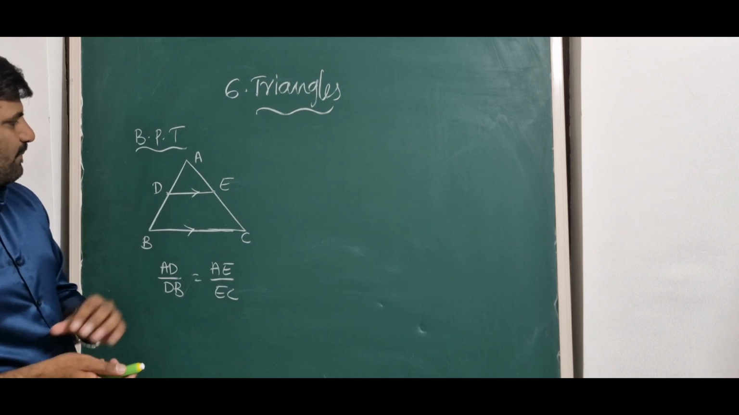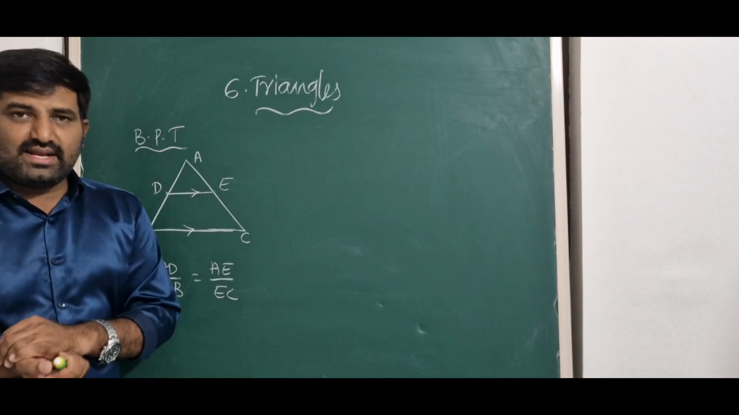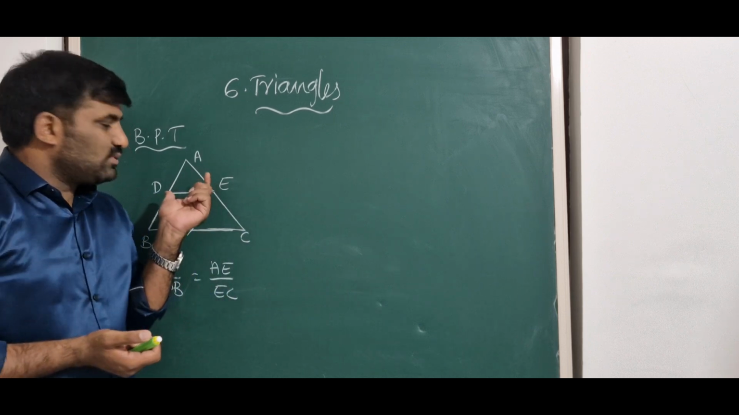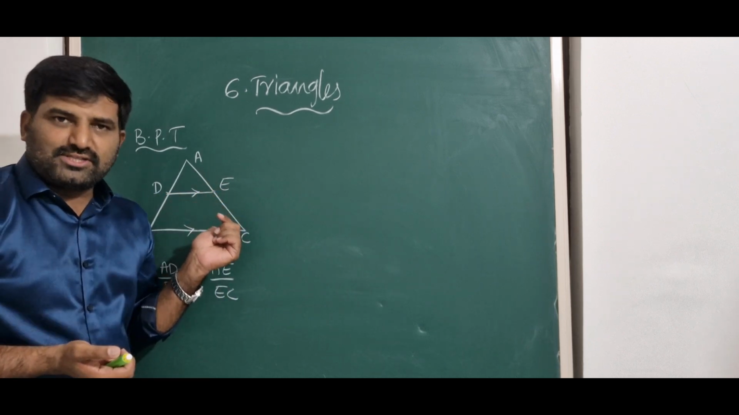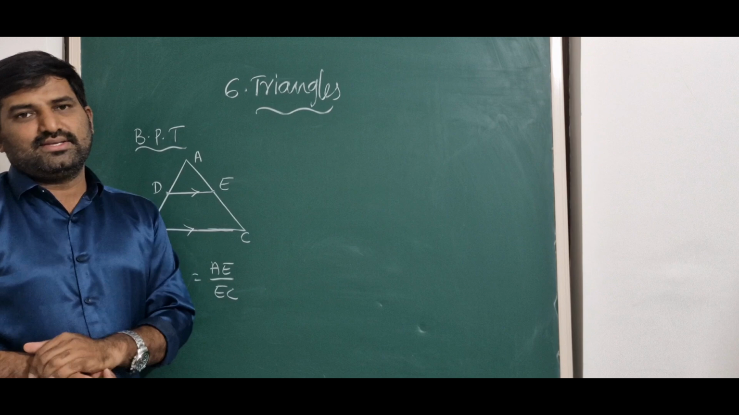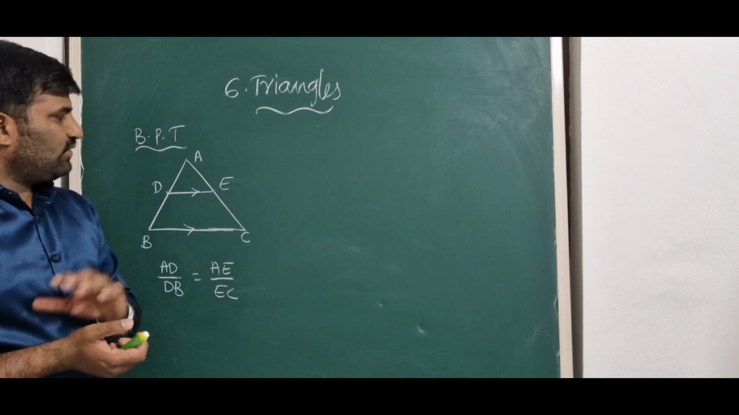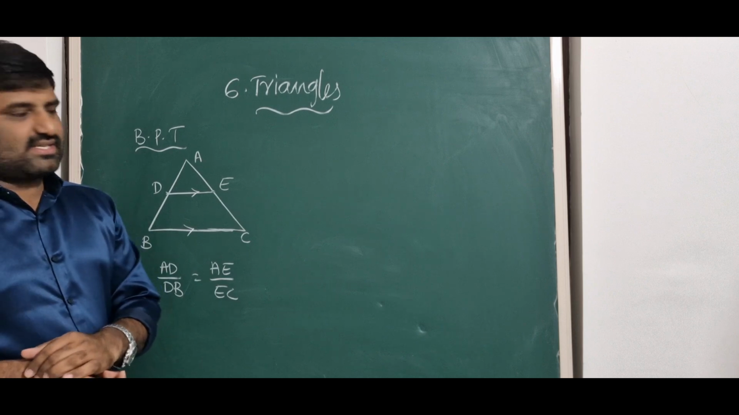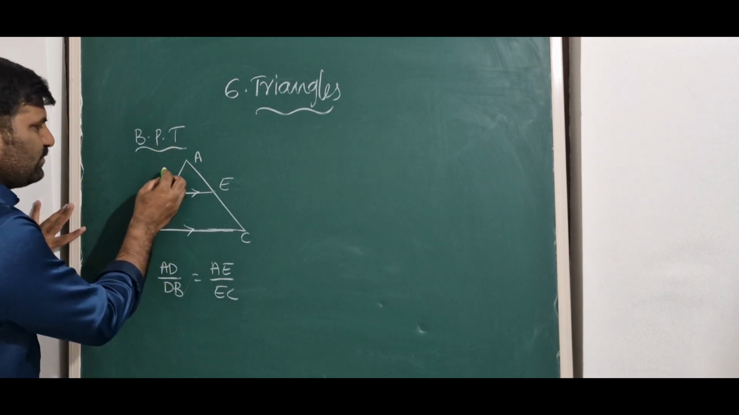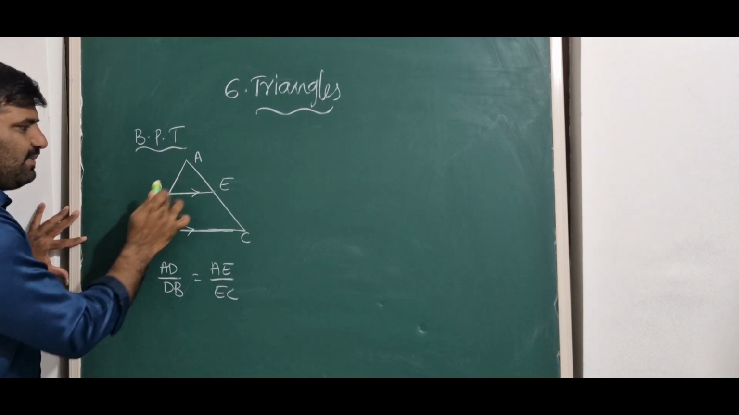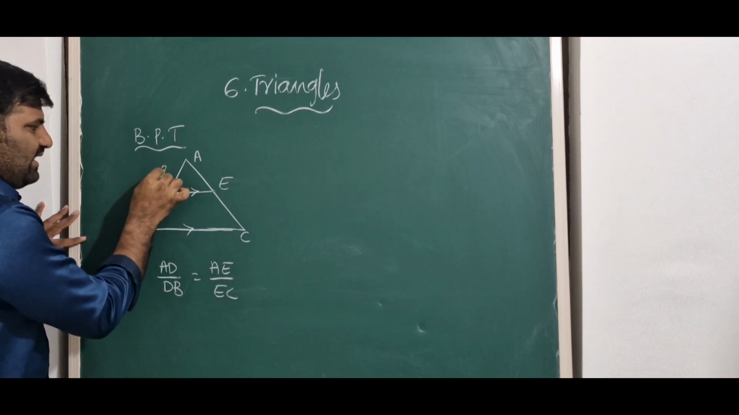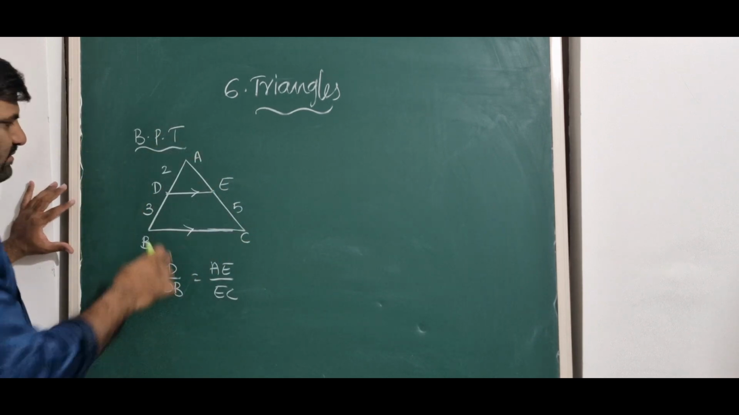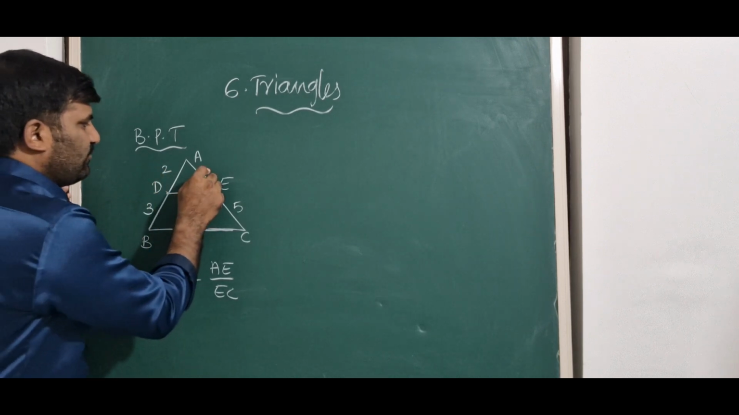So here the statement is, in a triangle ABC, a line passing through two sides of the triangle and parallel to the third side divides the two sides in the same ratio. This is the statement. Now see what type of questions they will ask. Out of these four parts AD, DB, AE and EC, they will give you three sides or three parts of the sides, and the fourth part we need to find.